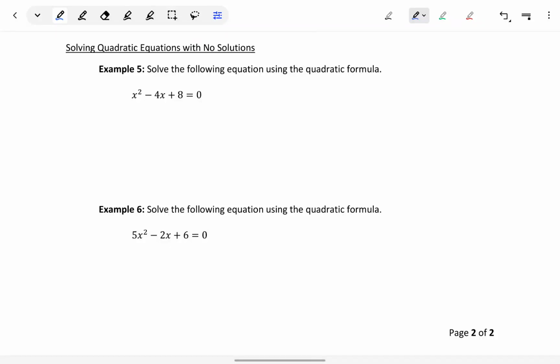Now we want to take a look at a couple of cases where we'll end up with no real solutions, so we can see what that looks like and understand how to recognize it. In example 5, we have x squared minus 4x plus 8, where each of those coefficients will give us our values for a, b, and c.